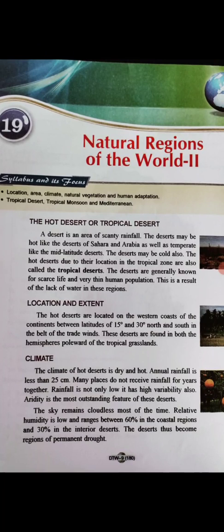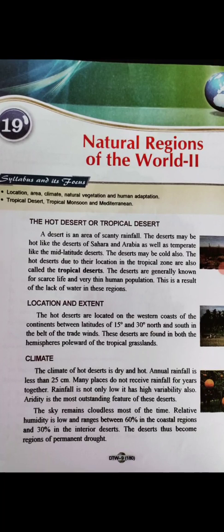They lie between latitudes of 15 to 30 degrees, that is the tropical latitudes, north and south, in the belt of trade winds. These deserts are found in both hemispheres, poleward of the tropical grassland. Poleward means towards the north and to the south, towards the pole. Where the tropical grassland ends, after that the tropical desert starts.